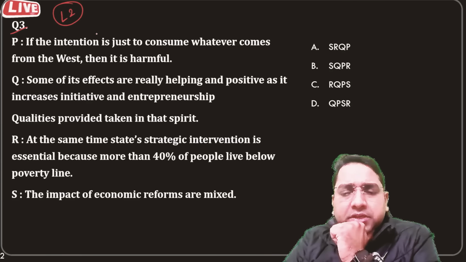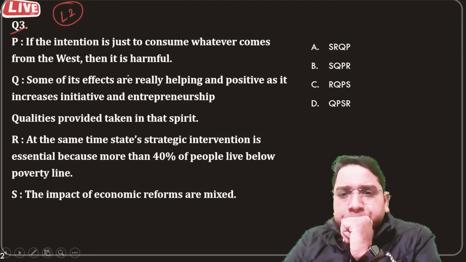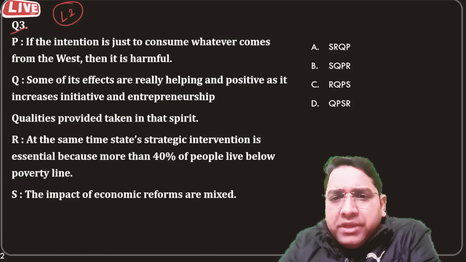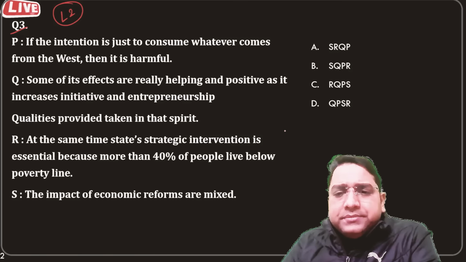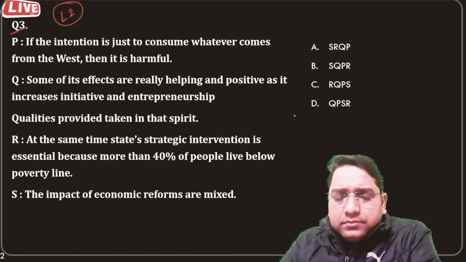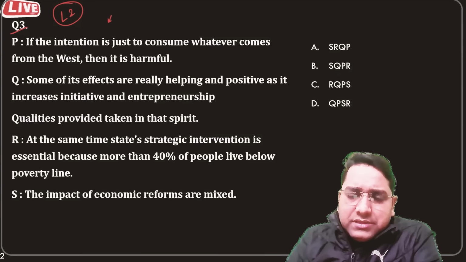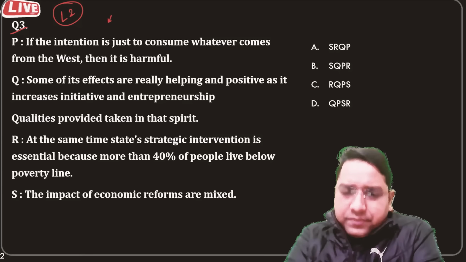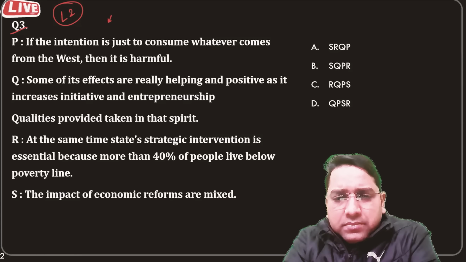This is level 2, question number 3. SQRP, okay. But SQRP we do not have in options, Puneet. SQRP is not there in the options. So what happens in these types of questions? Shall we discuss, if you are done?